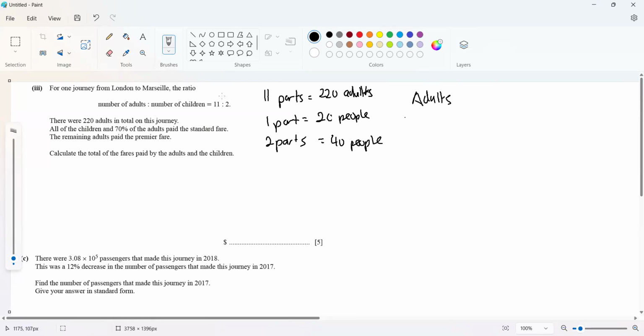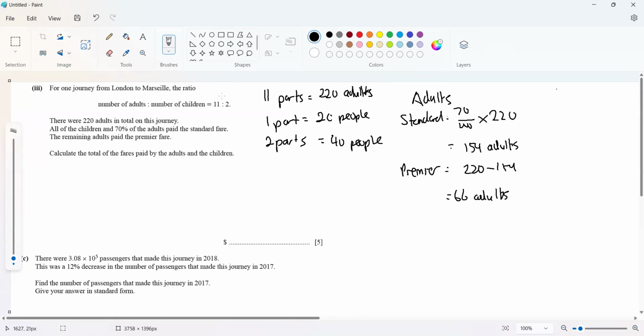Now, since we have worked out the number of people already, we have adults. 70% of them pay the standard fare. So we want to count the standard fare for adults. That would be 70 over 100 multiplied by 220. So 70 over 100 multiplied by 220 would simply be 154 adults. Whereas the ones that paid for the premier is the leftover. So that's 220 minus 154, which would be 66 adults. Whereas for the children, all the children paid the standard fare. So all children standard is 40 children.